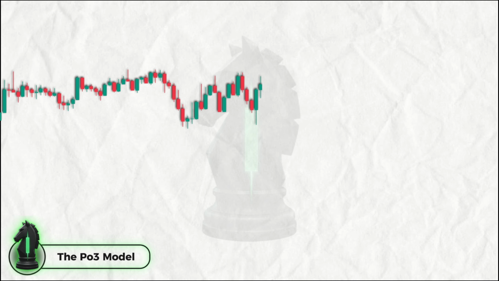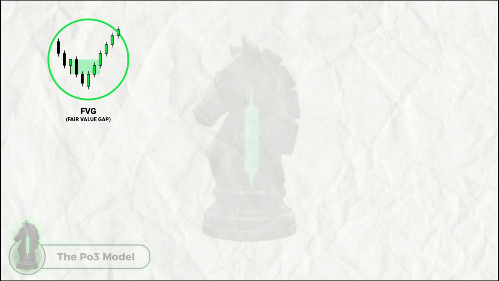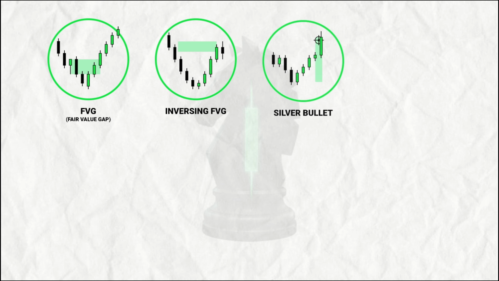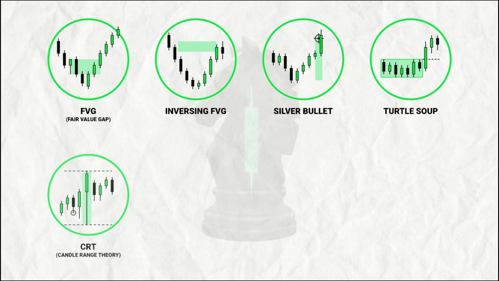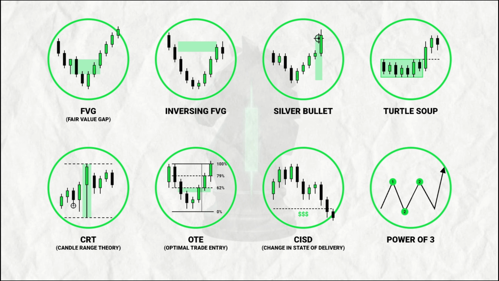Usually accumulation happens at the Asian session, then you'll wait for the manipulation phase. After that, you seek a strong confirmation like the change in state of delivery before jumping in. Mastering these 8 mechanics turns you from a gambler into a market cartographer. You stop guessing where price is going, and you start seeing the algorithm map out its next move in advance.